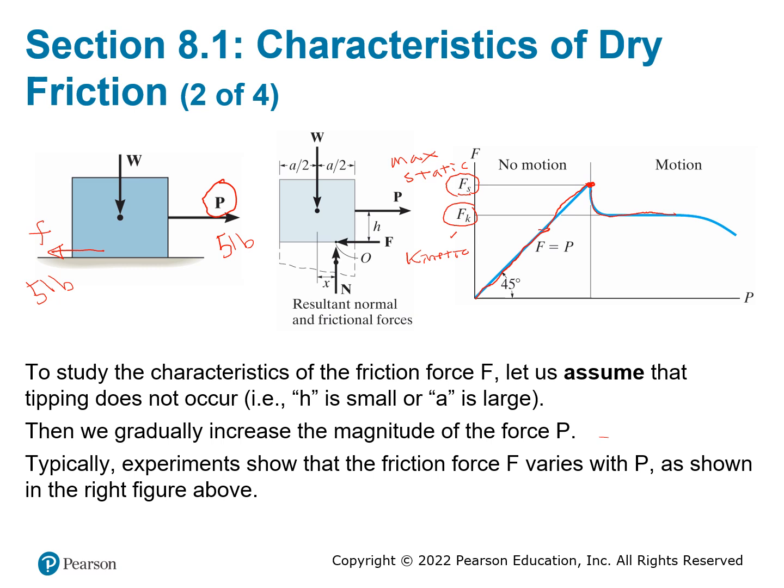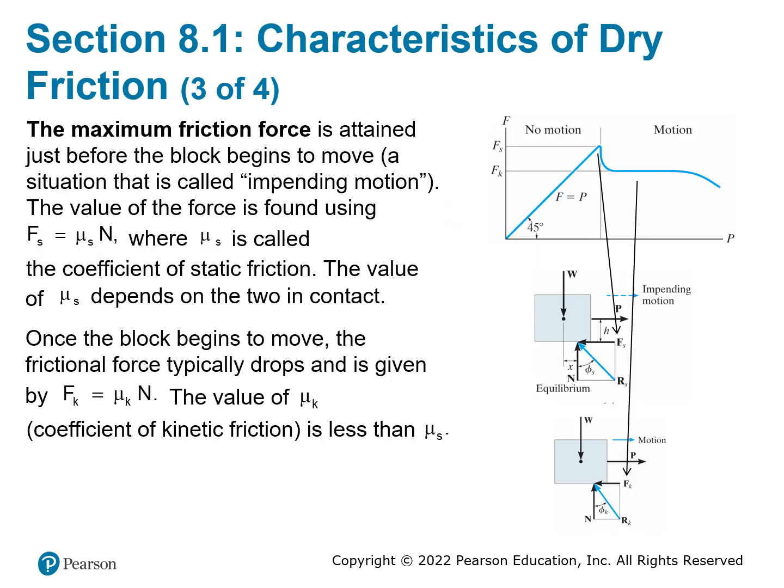I want to point out two important observations here. In the no-motion region, which is static, the friction force is proportional to the pulling force. So this is like a slope. In the kinetic friction region, the force remains constant. And this will give us the equation that we use to do the calculation.